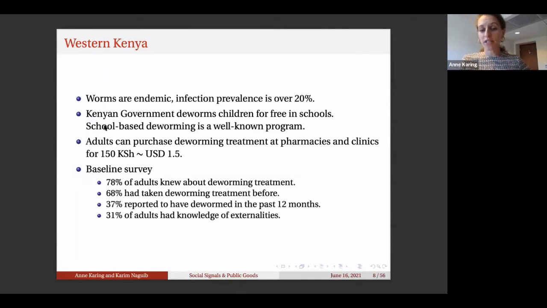37% reported to have dewormed in the past 12 months. So you can already see from those numbers, they're way too low. Everyone is meant to deworm in these areas every 12 months or even 6 months in certain areas. And only 31% of adults had knowledge or an understanding of externalities, meaning that their decision to deworm or the decision of others to deworm could impact their health, or they could impact other people's health.